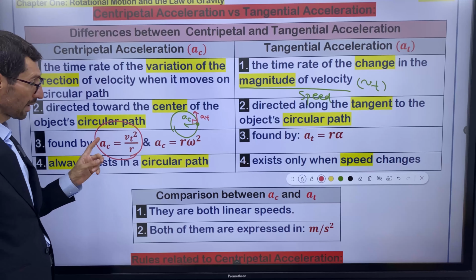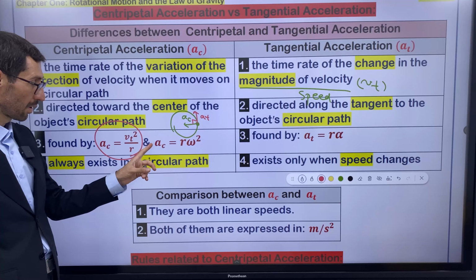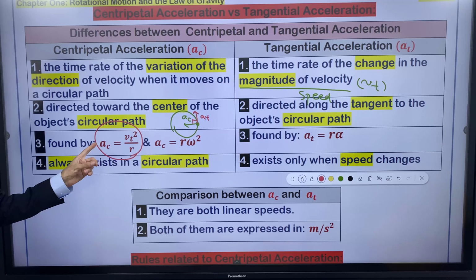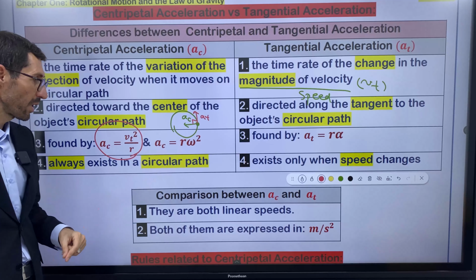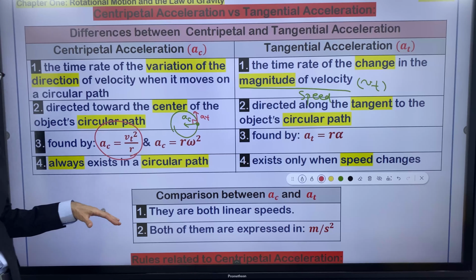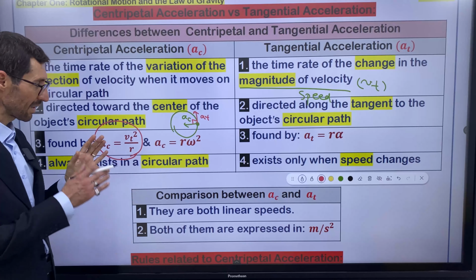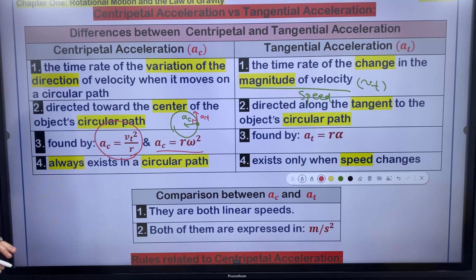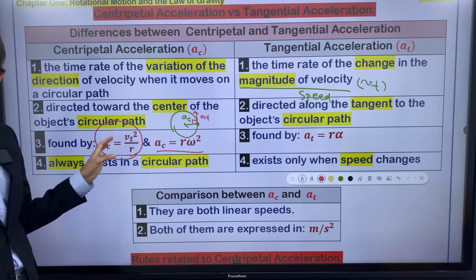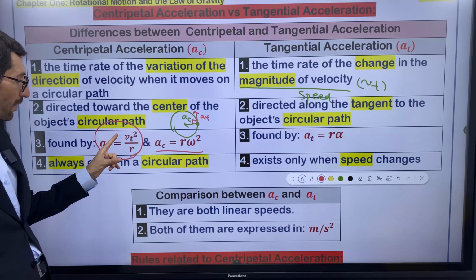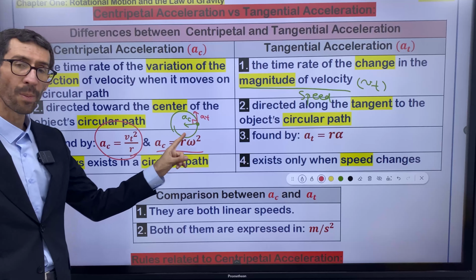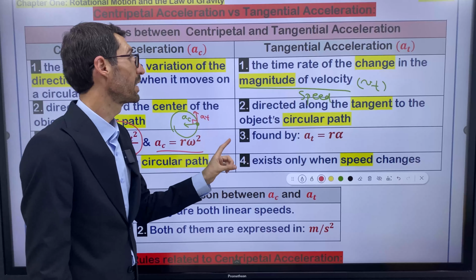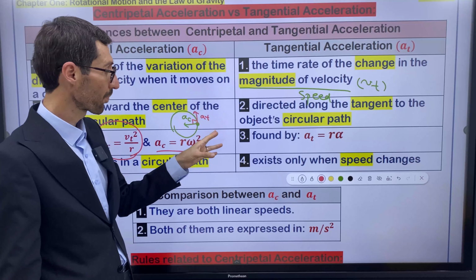But I want to prove this one for you. The origin of the second equation, AC is equal to R omega squared, is the first equation. In the next subject, I'll prove it for you. Let's just focus on the equation only without proving. So AC has two equations. Either you use VT squared over R or R omega squared based on the information within the question.